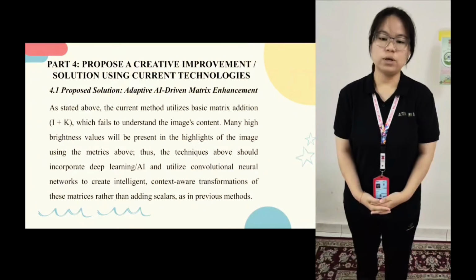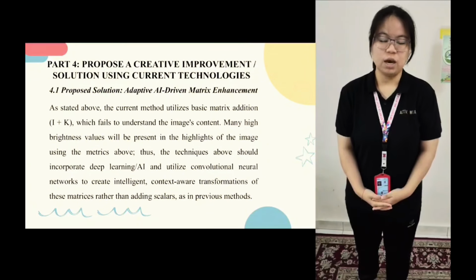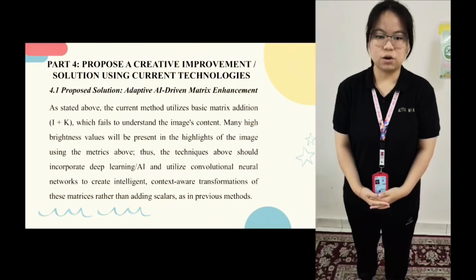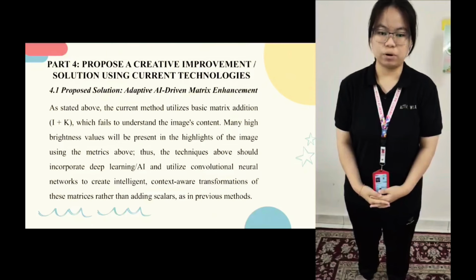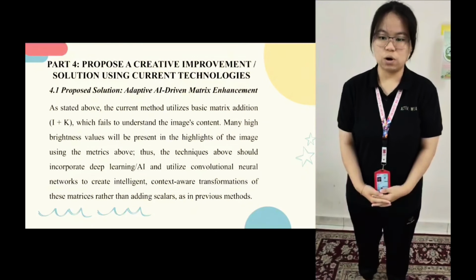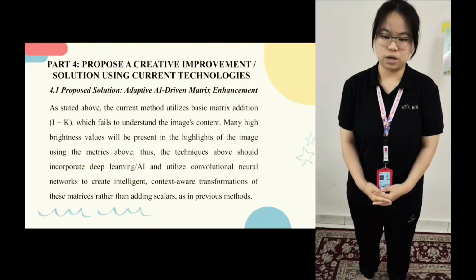Today I will explain part 4. As we discussed in part 2, the current method relies on simple scalar addition, which is a one-size-fits-all approach. The major problem is that it is context blind. It brightens everything equally, often leading to overexposed highlights and lost details. To overcome this, part 4 proposes an adaptive AI-driven matrix enhancement.